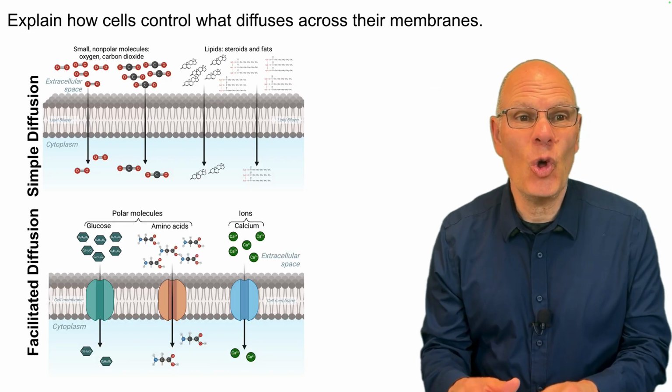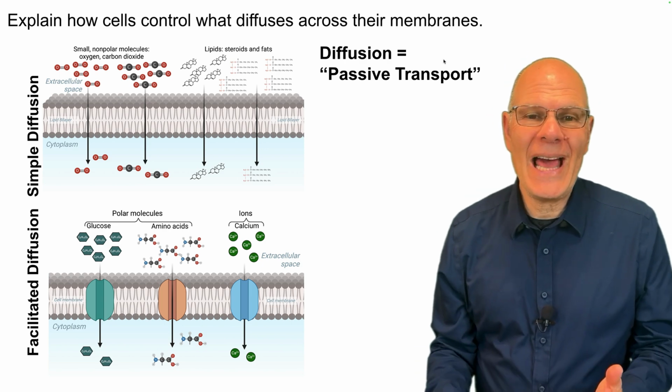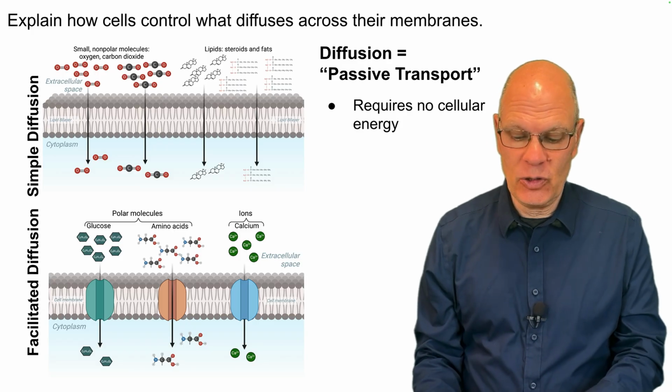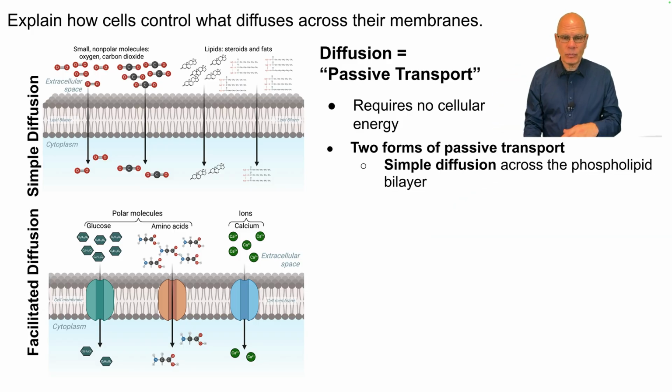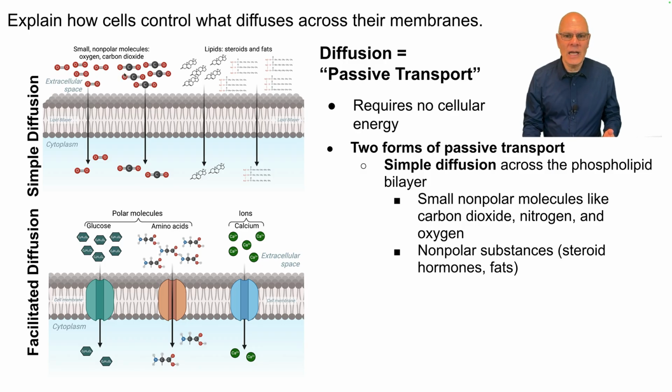Explain how cells control what diffuses across their membranes. Diffusion is called passive transport, and that's because it requires no cellular energy. There are two forms. The first is simple diffusion across the phospholipid bilayer. That's what's shown up here. There are two things that can do simple diffusion. The first are any small non-polar molecules such as oxygen, nitrogen, carbon dioxide. The second are non-polar substances such as steroid hormones or fats.